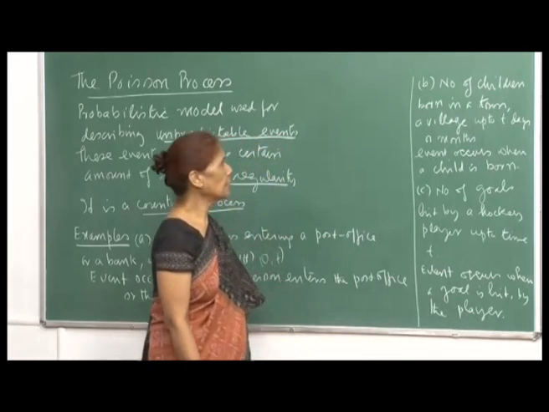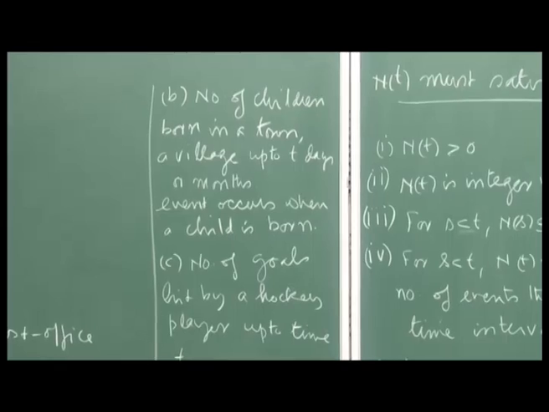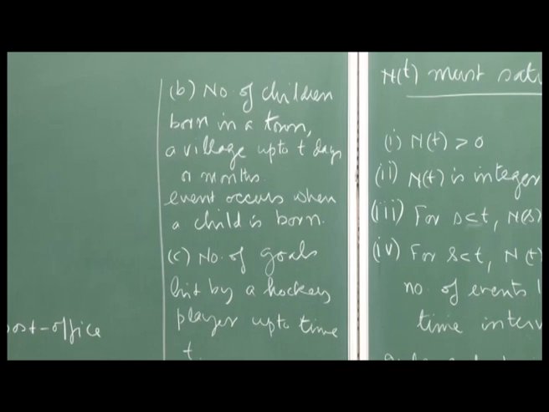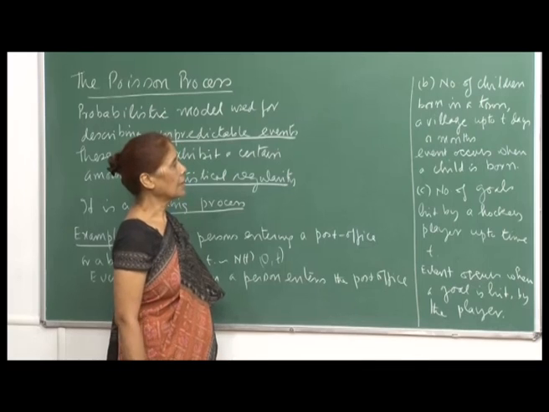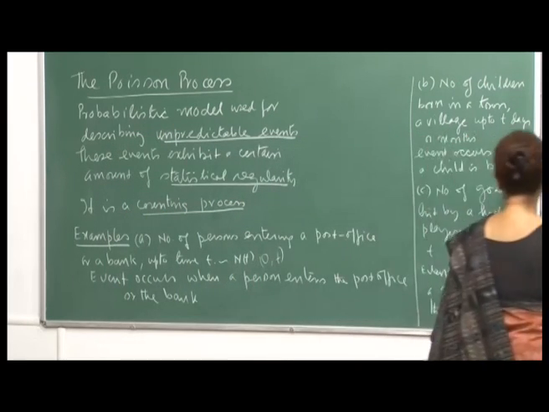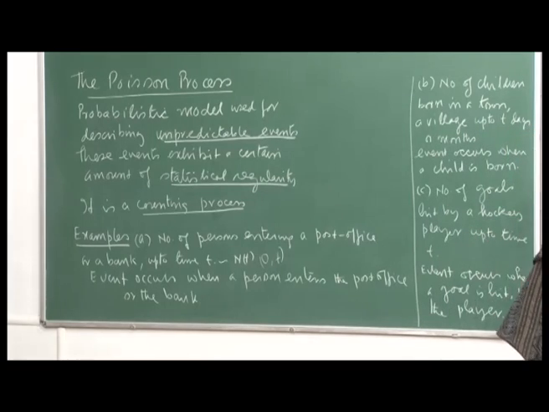Other examples could be the number of children born in a town or a village up to t days or t months, whichever time period you want to fix. The time framework is decided, and then you start the counting process. In this case, an event will occur when a child is born, so you keep counting these events.